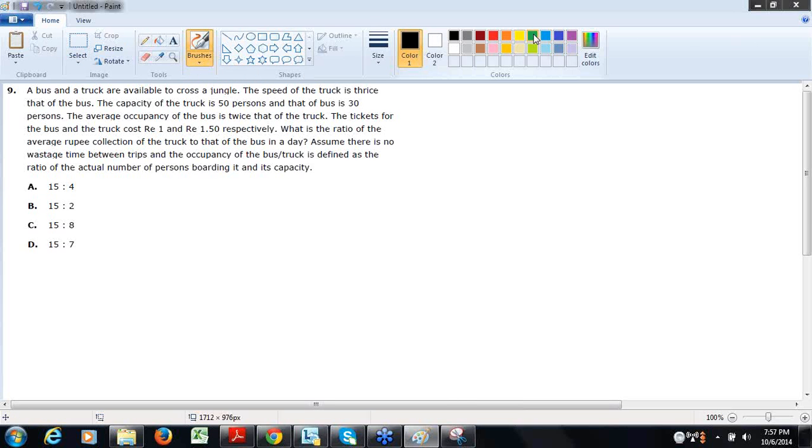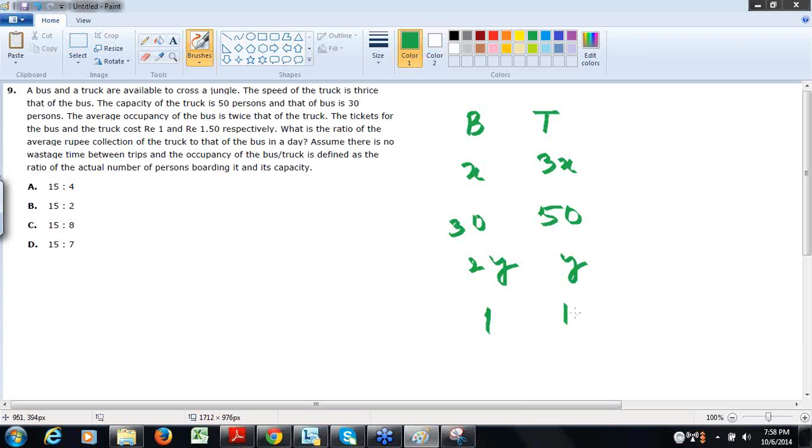Okay guys, let me explain this question. It is saying, this is bus and this is truck. The speed of the truck is thrice that of the bus, so this is 3x, this is x. The capacity of the truck is 50% and that of the bus is 30. Average occupancy of the bus is twice, so 2y and y. The tickets of the bus and truck cost 1 and 1.5, so 1, 1.5. So this is the data that has been given.